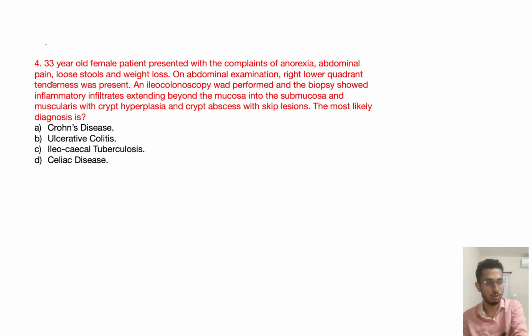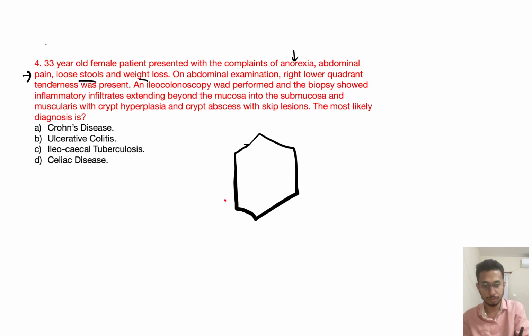Okay. So if you look at the presentation here, there is a relatively young female who is presenting with decreased appetite, as well as abdominal pain, loose stool and weight loss. On abdominal examination, right lower quadrant tenderness was present. So where was the tenderness localized here? Tenderness was localized in the right lower quadrant this time.